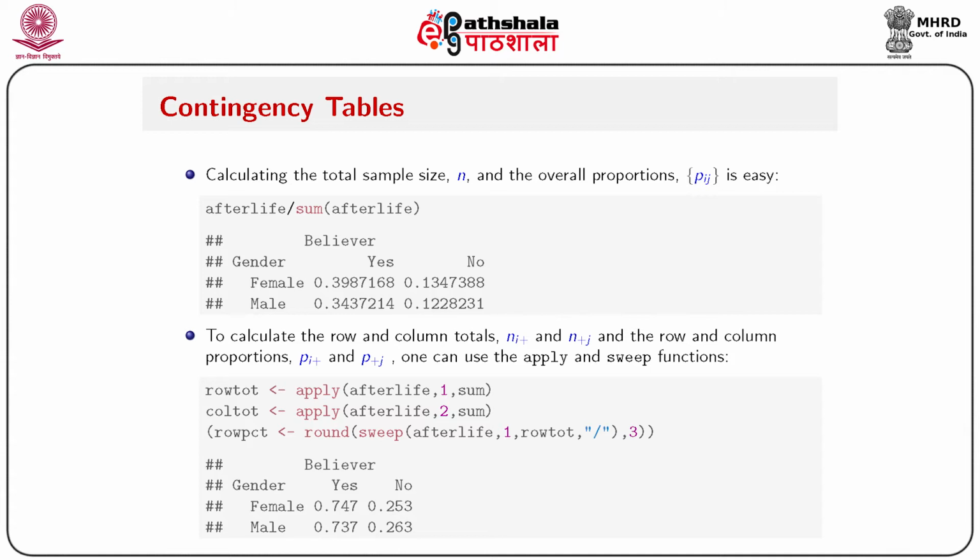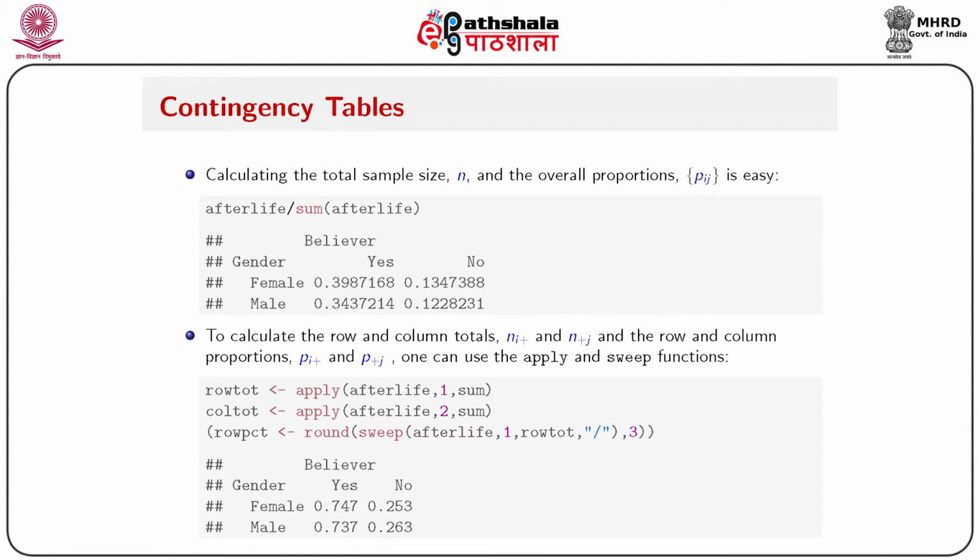Suppose you want the row total: apply afterlife, the margin is 1, and the function you can say is sum. That will give you the row total. Similarly, you can get the column total as apply afterlife is the data matrix, and then margin is 2 for column, and the function is sum. So that will give you the column total.